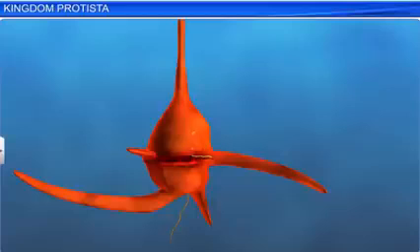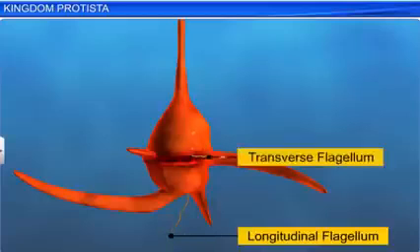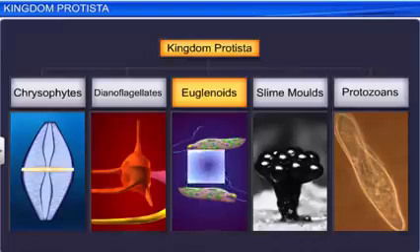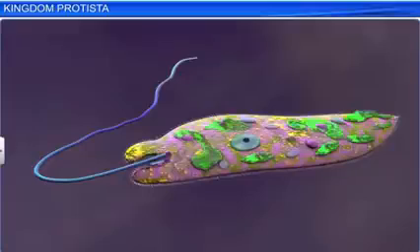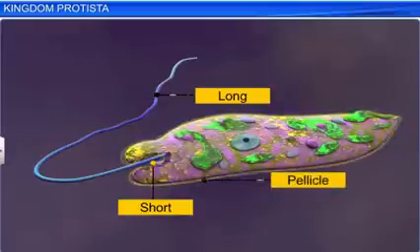Dinoflagellates usually have two flagella, longitudinal flagella and transverse flagella. Their names indicate how both the flagella are positioned. Euglenoids too, like dinoflagellates, have two flagella, one short and the other a long one. Instead of a cell wall, euglenoids have a protein-rich layer called pellicle that makes their bodies flexible.